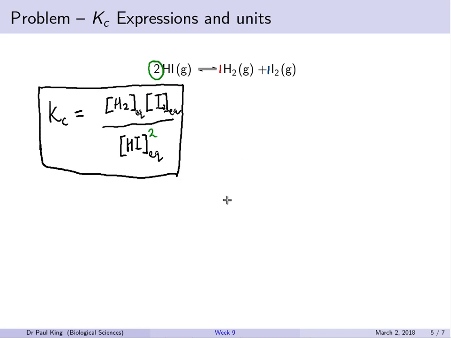We then need to determine the units. Well, again, if we look at this expression here, what do we notice? Well, we notice that on the top we've got a concentration times a concentration, and on the bottom we've got a concentration squared. A concentration times concentration is just concentration squared. So we've got concentration squared on the top and concentration squared on the bottom. And of course, both of these are the same, so they will cancel out to give us 1.